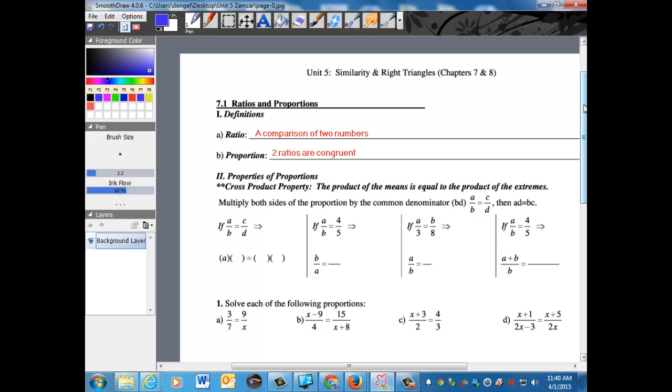For a ratio, we have a comparison of two numbers. Please also show that this can be shown as a fraction, so A over B is a ratio. Or we could show it as A colon B. Or I can show it as A and then actually write out "to" B. Okay, so all three of these things mean the same exact thing. There are three ways that we can show fractions, which are in turn ratios.